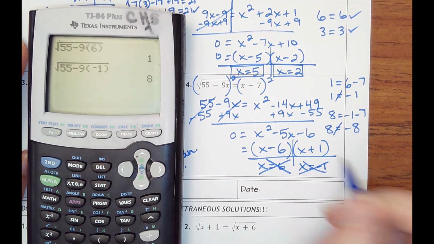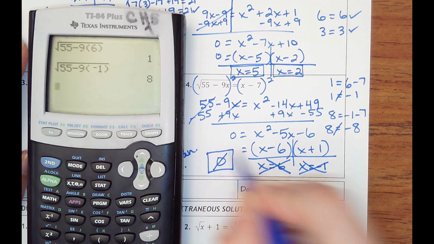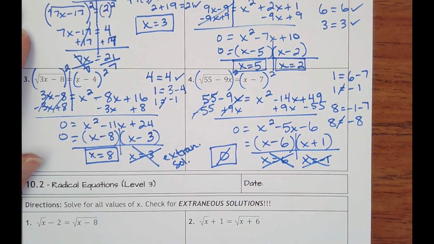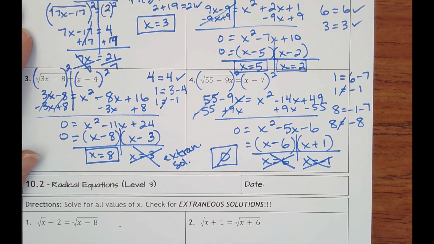So actually, there's no solution to this problem. So on Delta Math, you would just type in nothing and submit an empty set.